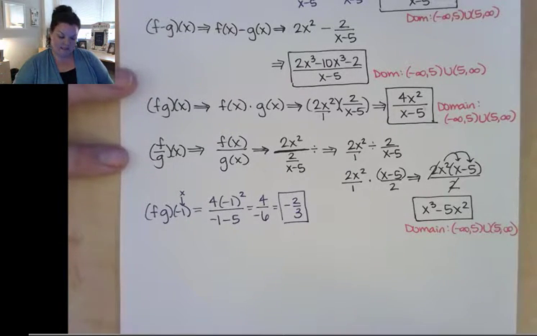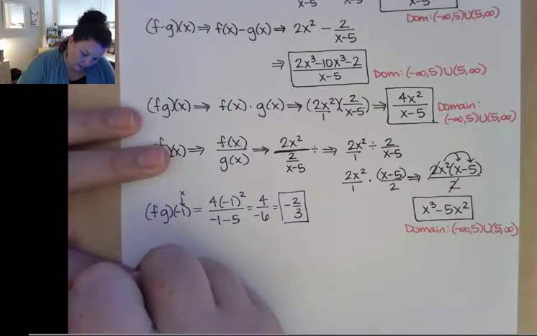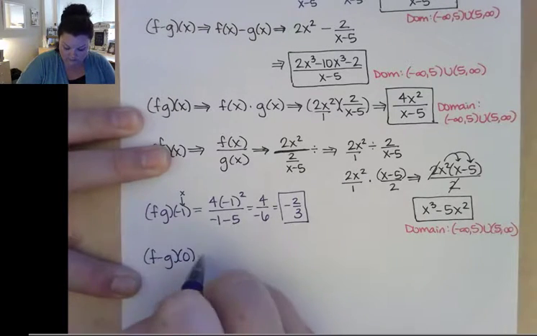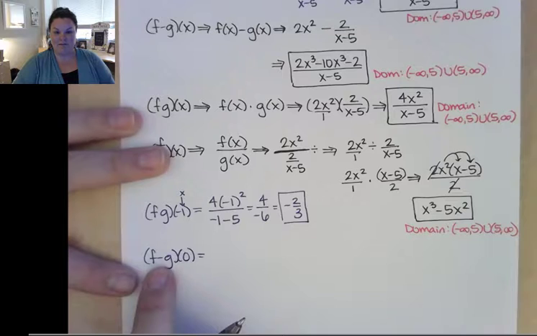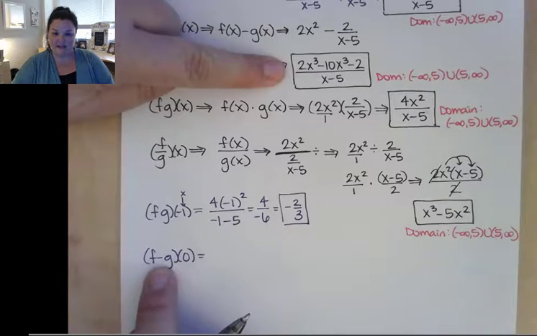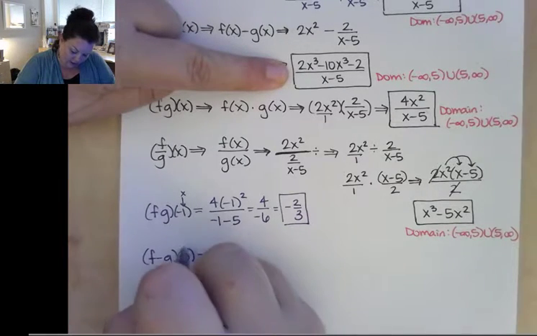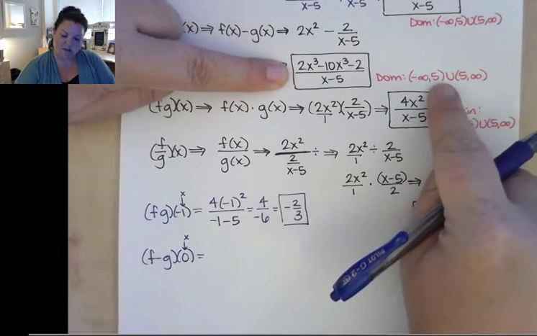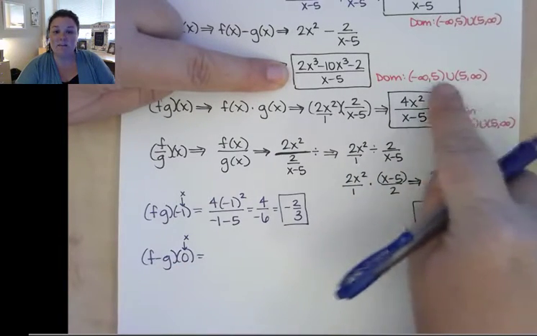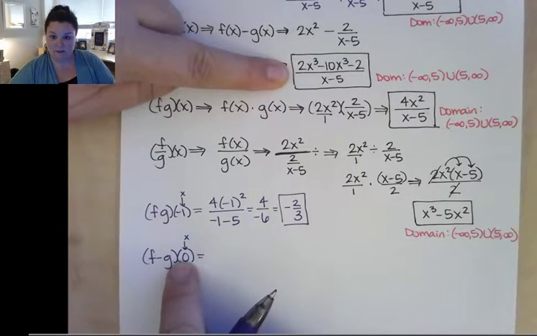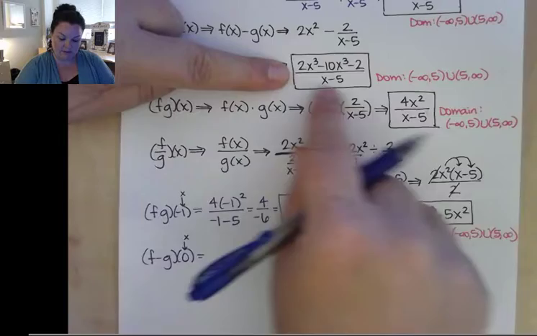Okay. Second one they wanted me to find is f minus g evaluated at 0. So I want to look at my f minus g function, which was this one showing here at the top of the screen. So here's my f minus g function, and I'm checking to make sure my x, which here is 0, is in my domain. My domain is anything but 5. So since this is not a 5, I should be able to plug in 0. So I'm just going to plug in 0 into this function.